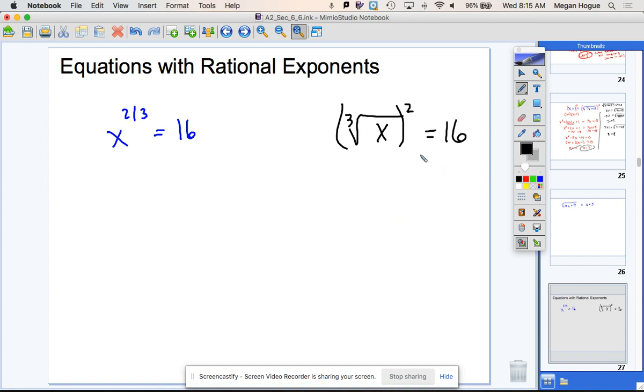So if I've written it this way, I need to get rid of the squared first. How do I get rid of the squared? If something's squared, I need to square root it. So I need to square root both sides. So I get the cube root of x equals, well, what's the square root of 16? 4.